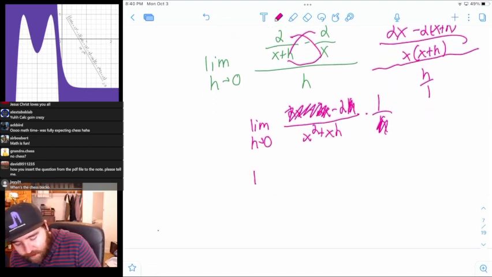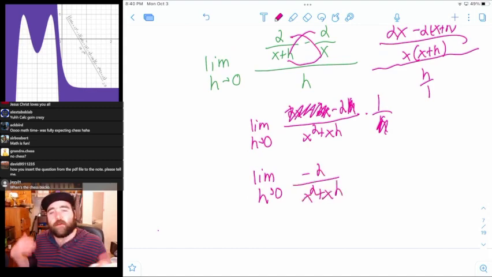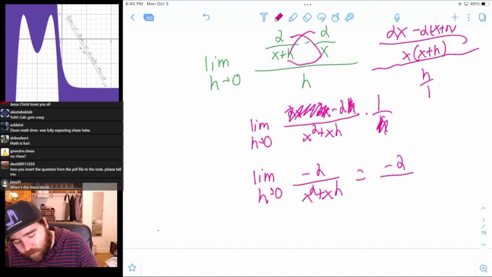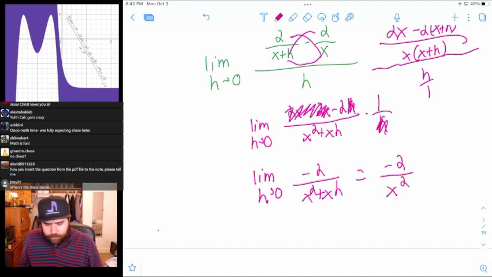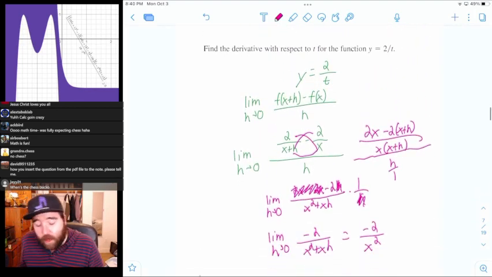And so what do we have now? Now we have the limit as h approaches 0 of negative 2 over x squared plus xh. And see how now there's no problem plugging in h equals 0. Now we just plug in h equals 0. We get negative 2 over x squared. And then let's go back up and think about, does that make sense based on the power rule? If you know the power rule, it does. So we're good.